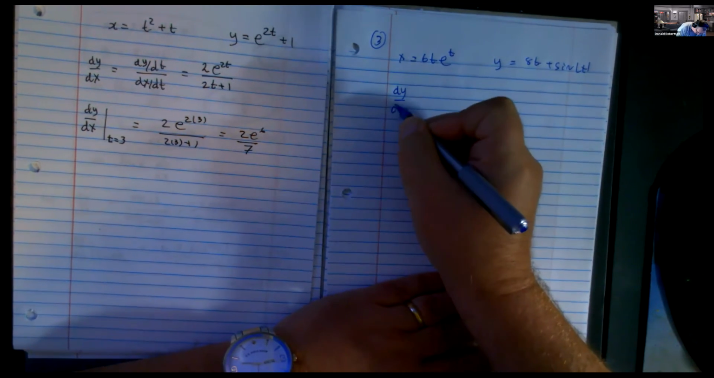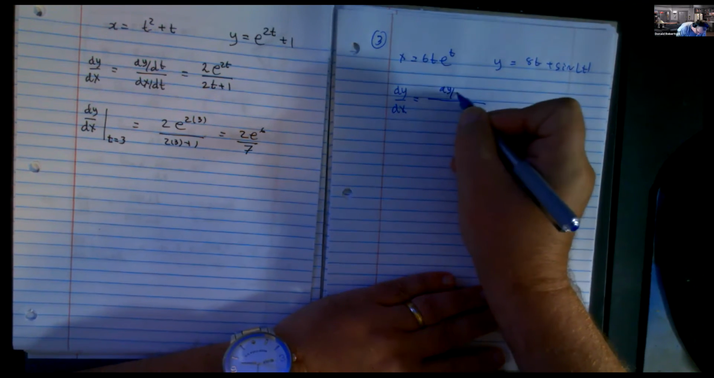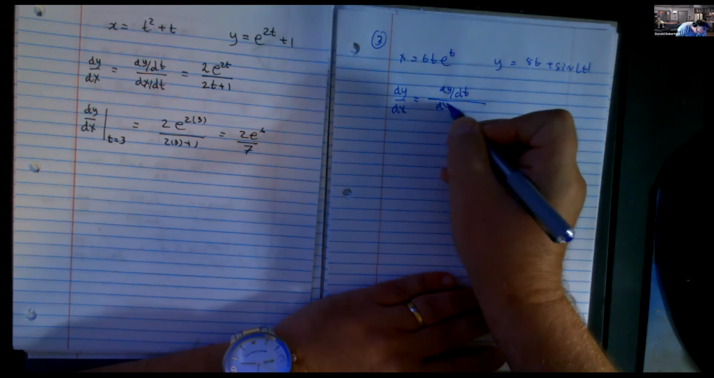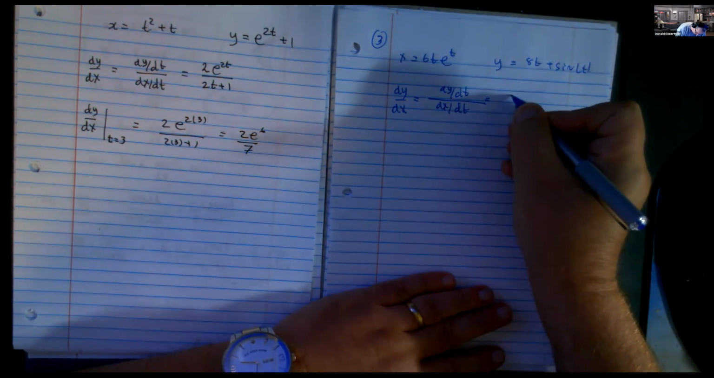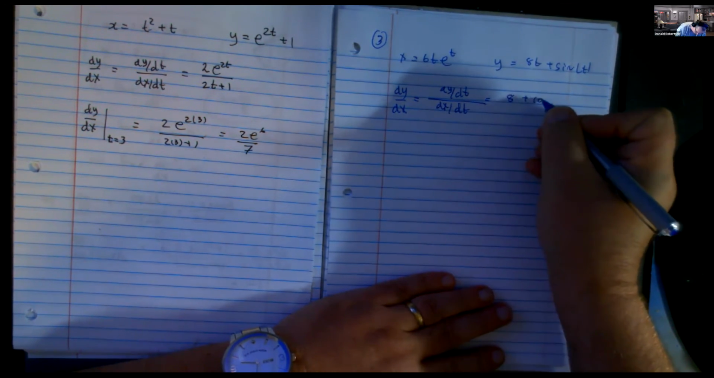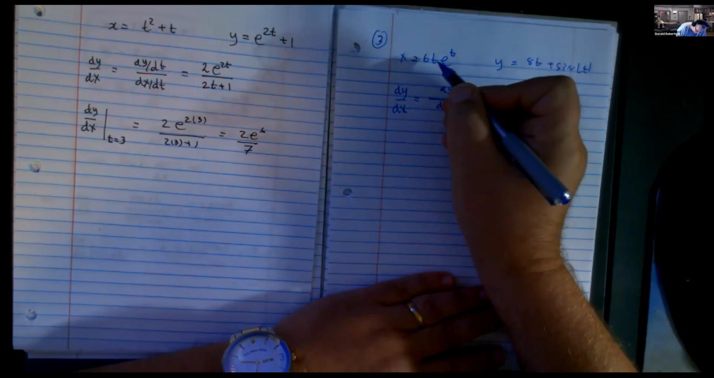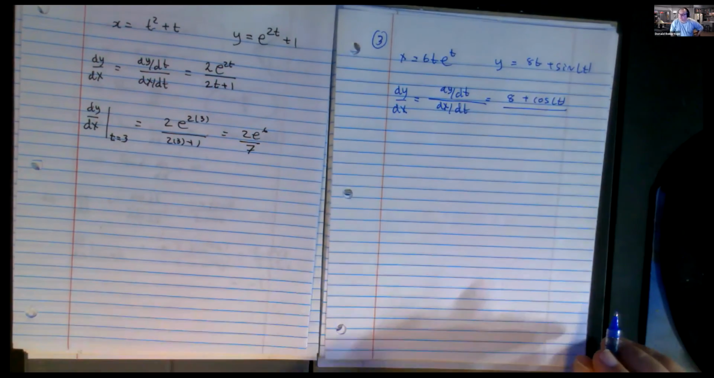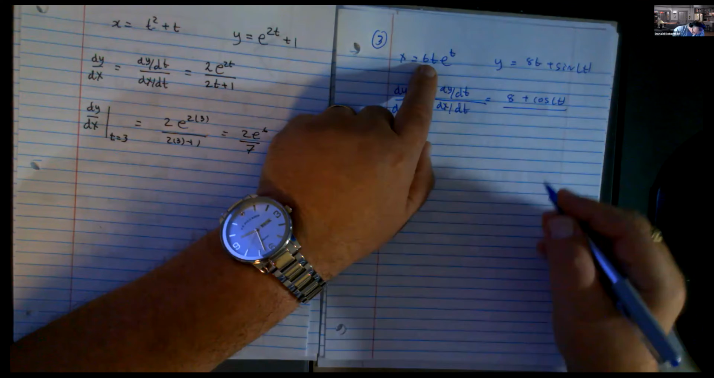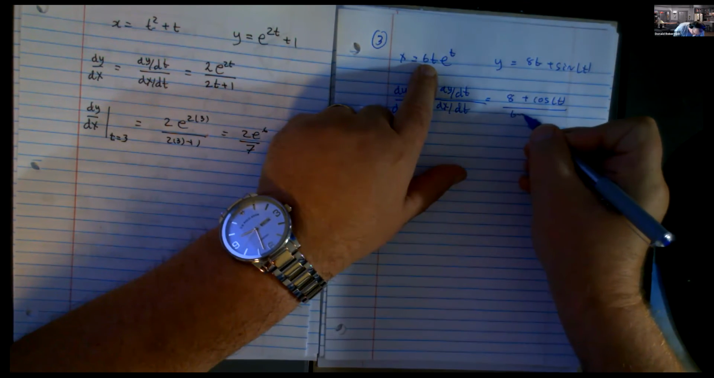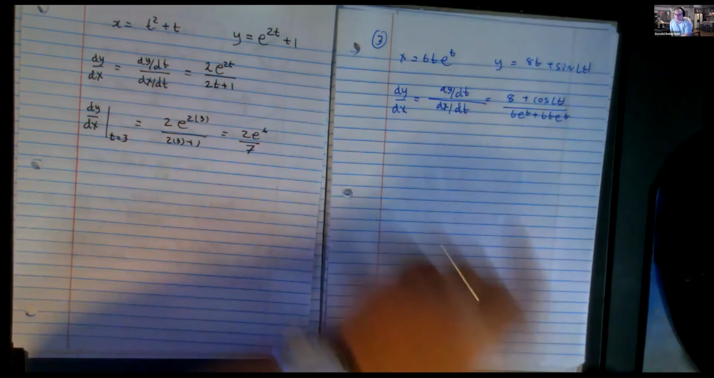So dy by dx is the derivative with respect to t over the derivative with respect to t of x. You differentiate this, you get 8 plus cosine t. And if you differentiate this, won't you have to do a product rule? Since I don't want to write all the product rule down, you're just going to believe me. It's 6 e to the t plus 6t e to the t. Are we happy with that?